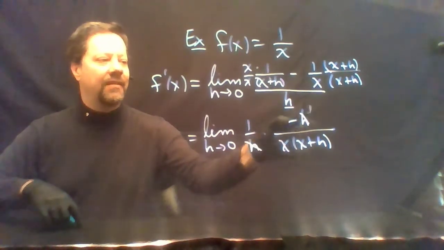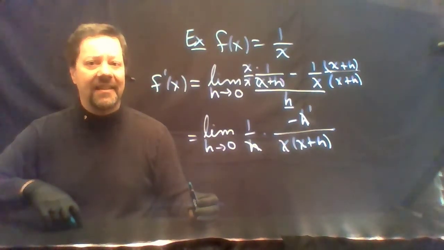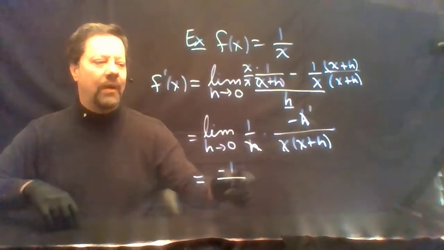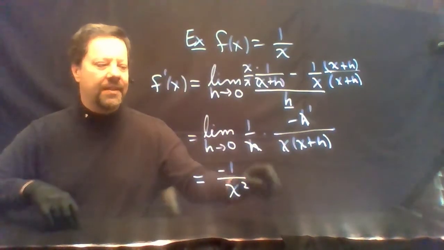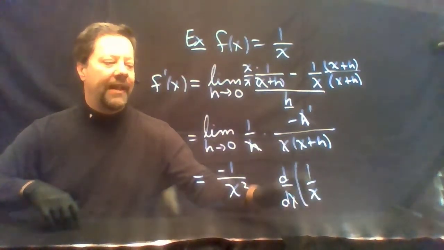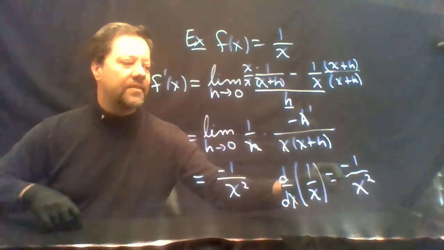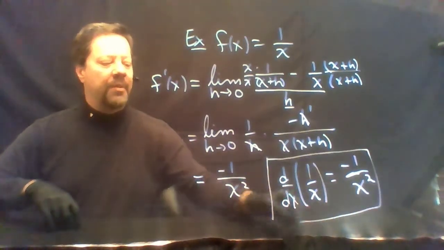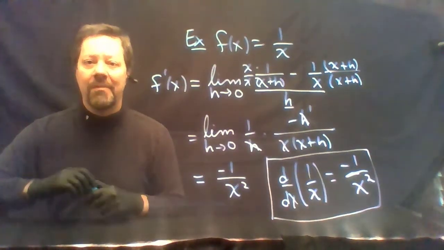We can now cancel the common factor of h in numerator and denominator, and then take the limit as h goes to 0. We'll get -1 over x squared. This gives us the fundamental formula. The derivative of 1 over x is -1 over x squared. This formula you're just going to remember. We use these formulas so often, you have to just store them in memory.